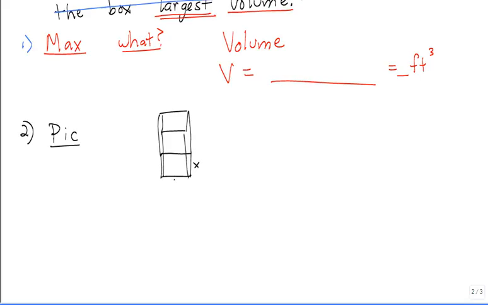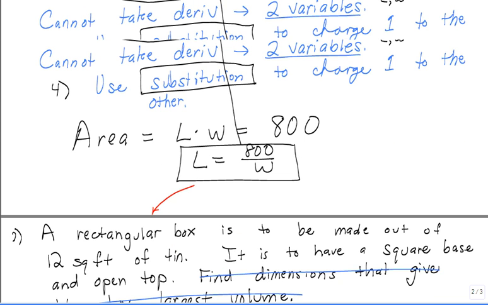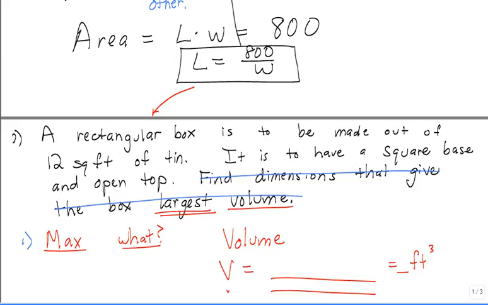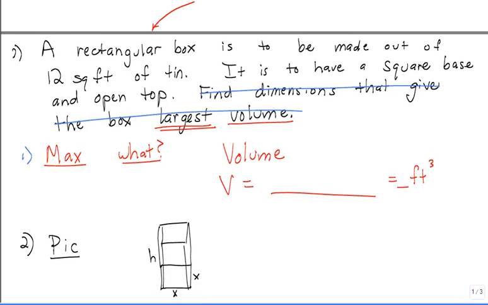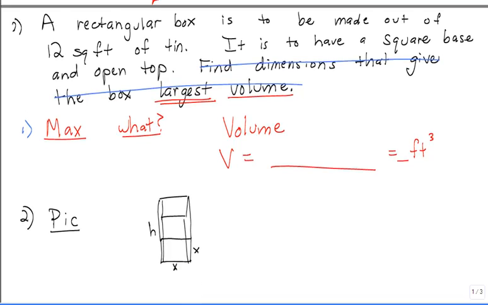So let's say that's x and that's x. Square has equal sides. And the height, let's say, is h. So, and it has an open top. Square base and open top.